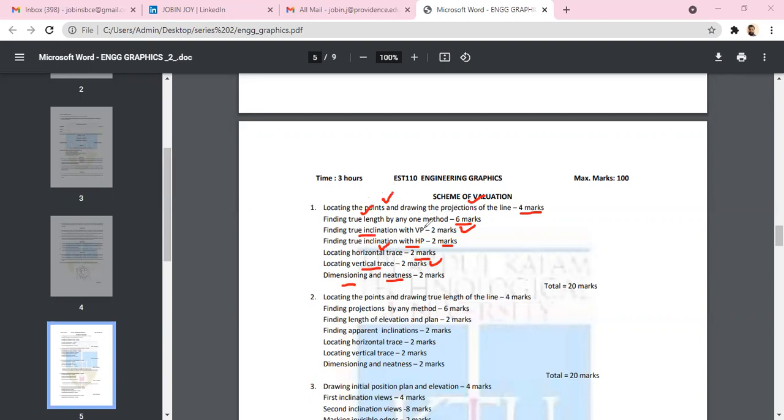Say for example, if you are not locating the traces and you are not marking the dimensions and overall your neatness is not so good, so 2 plus 2 plus 2 is 6. So your total mark will be 20 minus 6, that means only 14. You will get only 14 marks. So 2 marks are removed because you are not locating the horizontal trace, similarly 2 marks for not locating the vertical trace, then dimensioning and neatness, 2 marks. So please go through this.